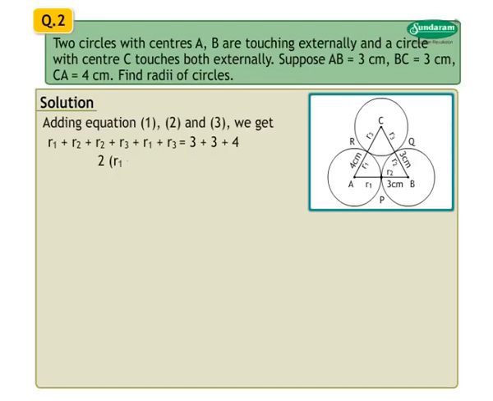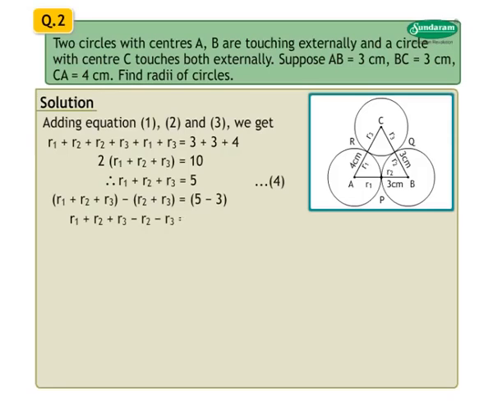That is, 2 multiplied by bracket R1 plus R2 plus R3 bracket closed is equal to 10. Therefore, R1 plus R2 plus R3 is equal to 5. Mark it as 4. Subtracting equation 2 from equation 4, we get, in brackets, R1 plus R2 plus R3 minus, in brackets, R2 plus R3 is equal to 5 minus 3. R1 plus R2 plus R3 minus R2 minus R3 is equal to 2. On cancelling the opposite terms, we get R1 is equal to 2 centimeters.